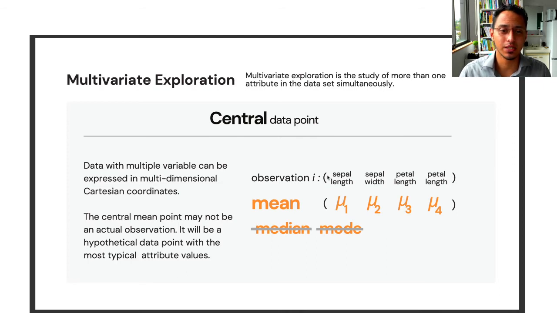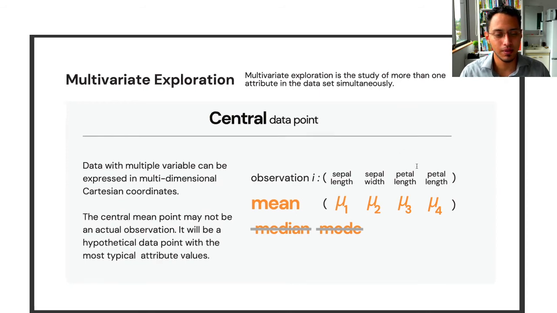Multivariate exploration is, again, the study of more than one attribute. So we talk about more attributes. If we want to talk about the center of the data, we want to talk about a central data point, basically. Data with multiple variables can be expressed in multi-dimensional Cartesian coordinates. And the central mean point may not be an actual observation; it will be a hypothetical data point.